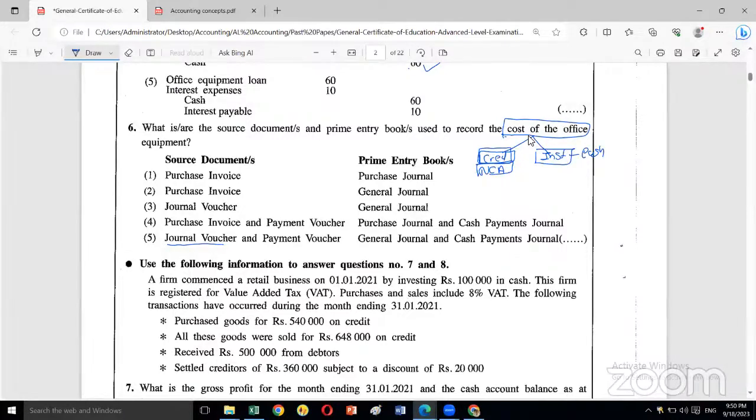What is the source document for credit purchase of non-current asset? Where should I record? General journal. What is the source document? Journal voucher. And this installation cost 20,000 is there.